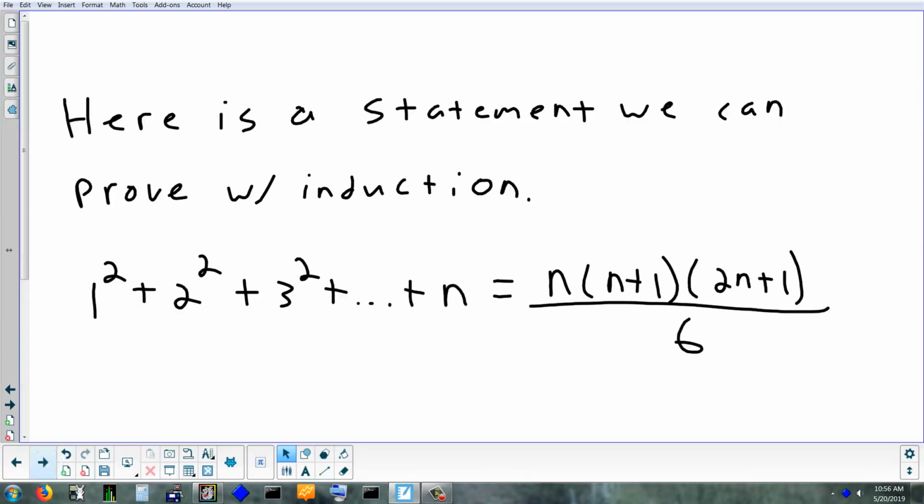So here's a very typical problem that you could prove with induction. This is a series, so you're adding up the first n integers, and I think this is a formula we had last week. Is it one we had last week? I'm not sure, I think we did. It's when you add up the first n perfect squares.